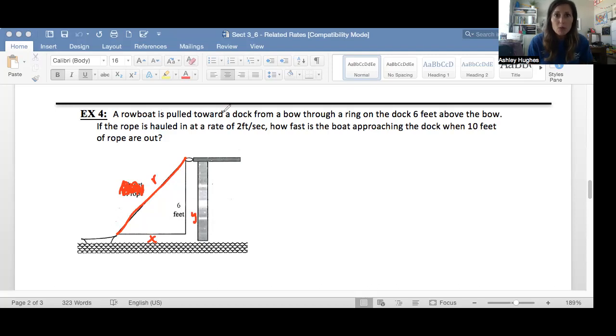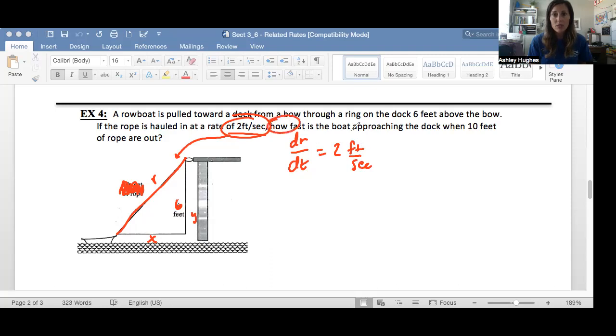A rowboat is being pulled towards the dock through a ring 6 feet above the boat. Now this could be 6 because this is always going to be 6. If the rowboat is hauled in at a rate of 2 feet per second, so what is changing at a rate of 2 feet per second is this string right here being pulled in. So whatever you decide to label this, that's what you're going to write, dr dt or dh dt or whatever you're going to call this, dz dt equals 2 feet per second.